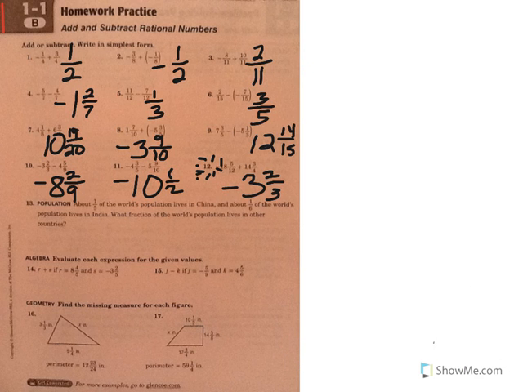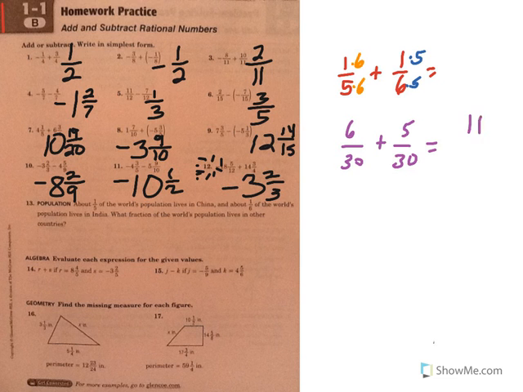Number 13 says population. About 1/5 of the world's population lives in China, and about 1/6 of the world's population lives in India. What fraction of the world's population lives in other countries? So you've basically got China, you've got India. Combined, how much of the population do they represent? Common denominator is going to be 30, which is going to get us 6/30 plus 5/30. So India and China represent 11/30.